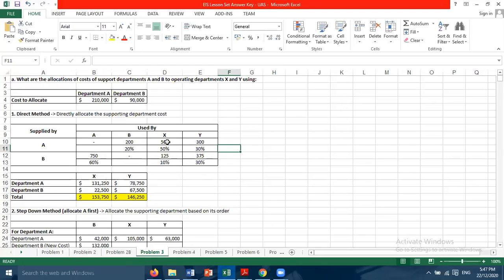In this case, X uses 500 work done of A, while Y uses 300 work done of A, which means the total work done used by both operating departments for A is 800. Now all we need to do once again is make the weighting. If we only consider these two operating departments, X will have a weighting of 500 divided by 800, right?